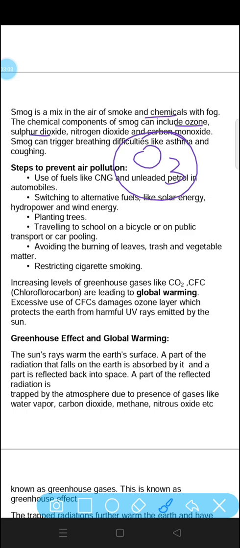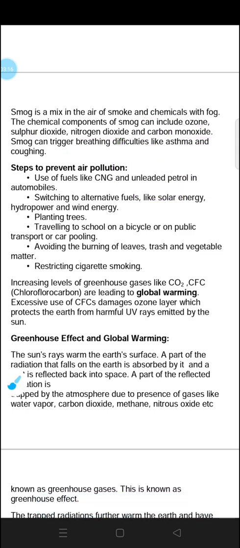The sulfur dioxide, nitrogen dioxide, carbon monoxide, these all are the chemical components of smog. Smog can trigger breathing difficulties like asthma and coughing. It could cause asthma as well as coughing and make breathing difficult.